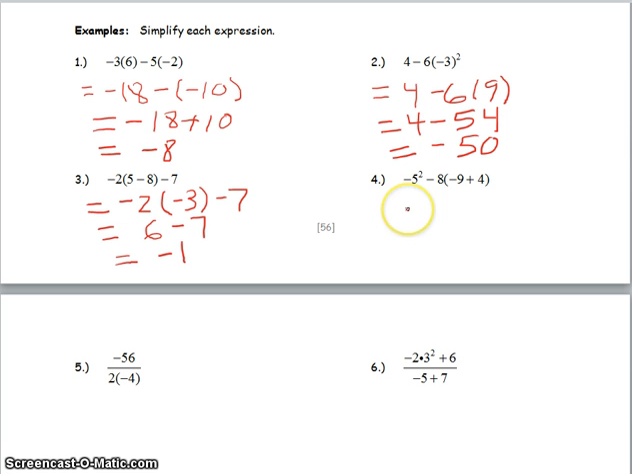Okay, now moving on to problem number 4. Now look at these operations. We have exponents, subtraction, multiplication, and the parentheses. Now we would do the parentheses first, as according to our order of operation. So we'll bring down our -5 squared minus 8. And in parentheses, we add -9 plus 4, which is a -5.